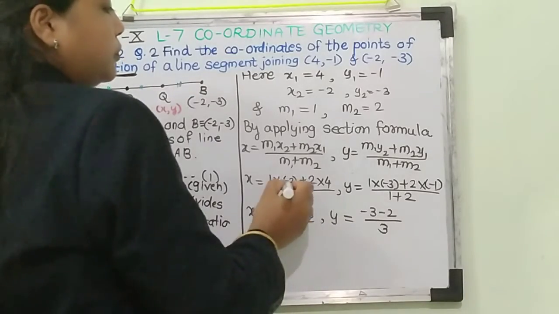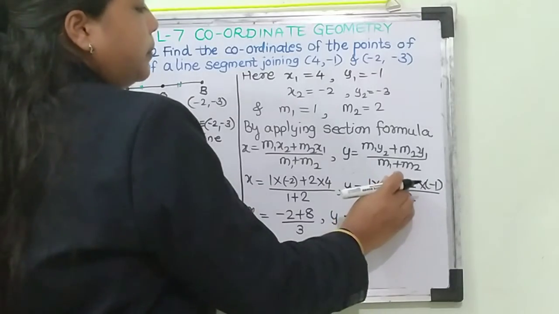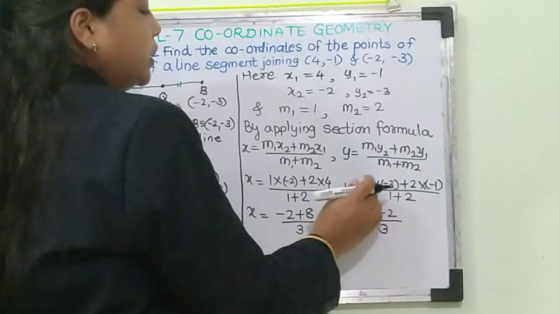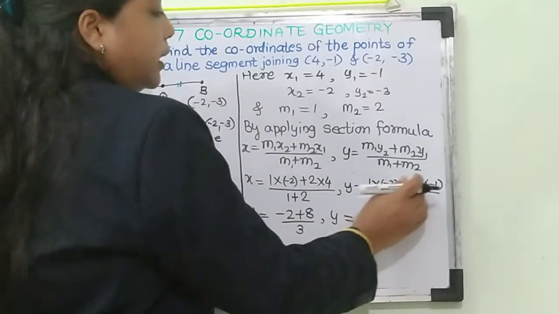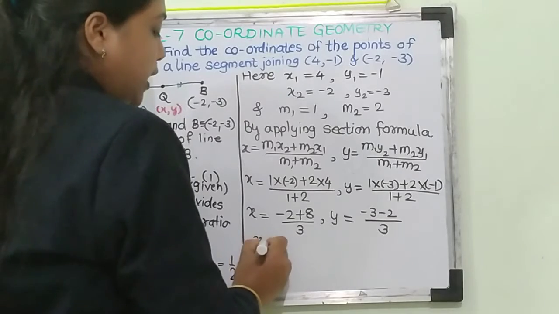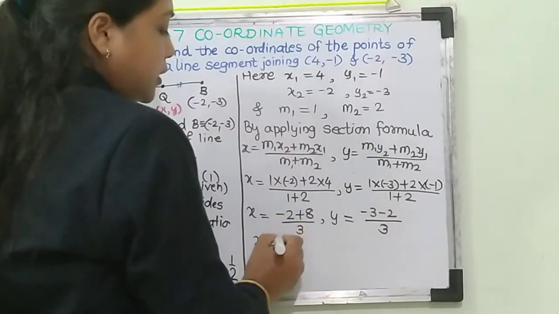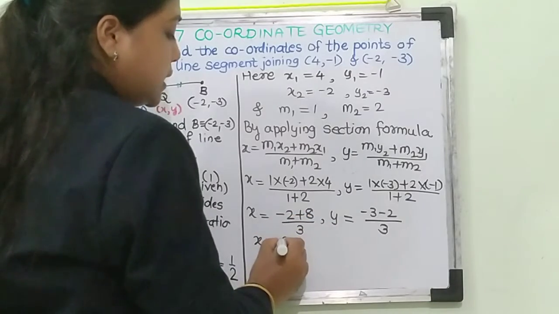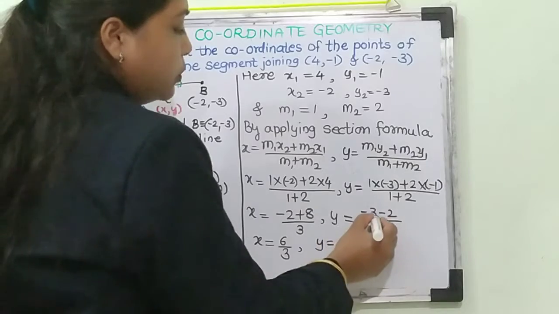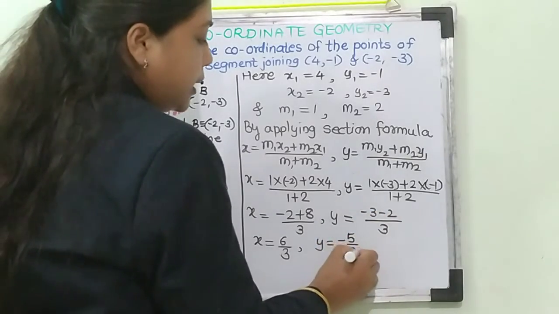Get it? See here, 1 into -3 plus 2 into -1. So -1 in 1 into -3 is -3, 2 into -1 is -2. So here we get x equals to, how much is left? 8 minus 2, 6 are left. So 6 upon 3, and y equals to minus 3 minus 2 becomes minus 5 by 3.